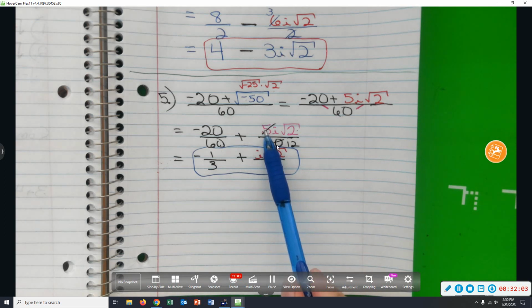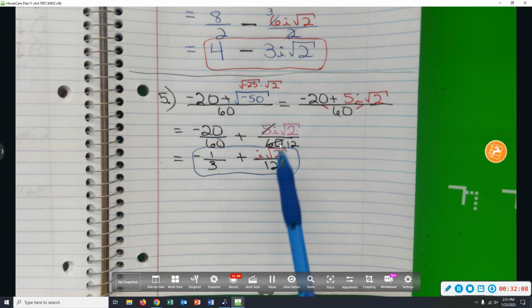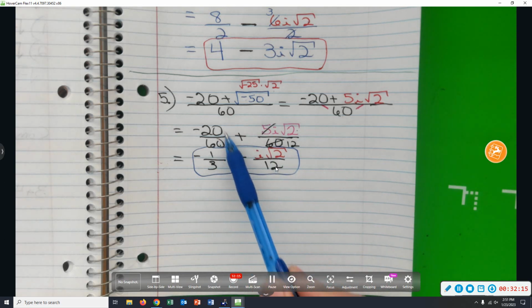5 divided by 5 gave me 1, and the square root of 2. 60 divided by 5 gave me 12. I divided both of those numbers by 5, just like I divided both of these numbers by 20. 20 divided by 20 gave me the 1. 60 divided by 20 gave me 3. Okay, 20 over 60 is not 3. It's 1 over 3. And it's okay to leave it as a fraction like that? Oh, yeah. Yes. In algebra, you generally leave stuff as fractions, not as decimal numbers.